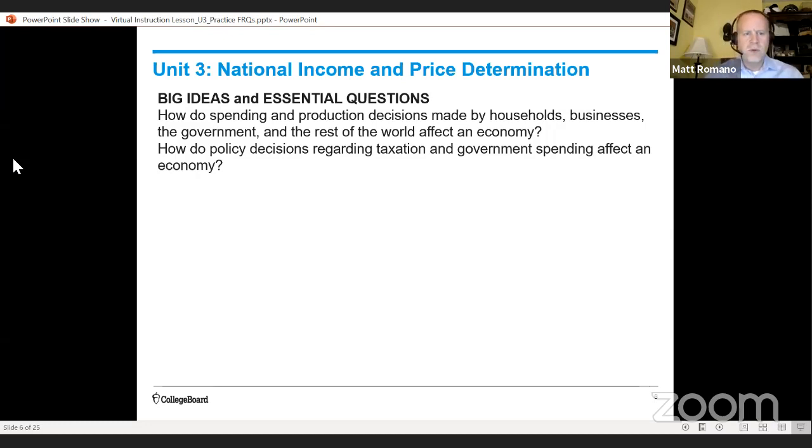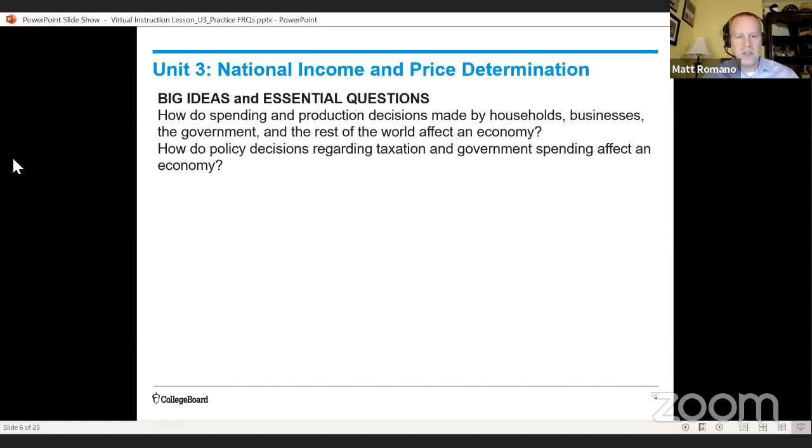First question, for example, how do spending and production decisions made by households, businesses, government, and the rest of the world affect an economy? In other words, how do we analyze an economy? How do we analyze the effects of changes in production levels, or what causes changes in production levels? What causes change in spending, and who's doing the spending? Well, obviously households, businesses, government, and the rest of the world. So if you're looking at this prior to the unit, it's a clear foreshadowing to aggregate demand, aggregate supply analysis, which is what you're going to do in this unit.